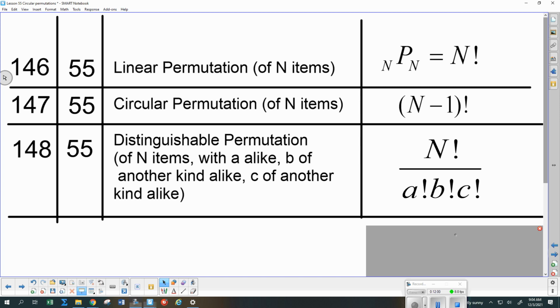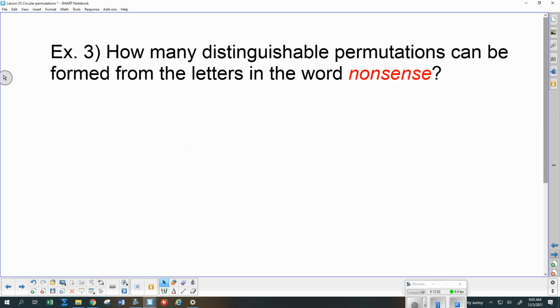So not a twin problem, but we will try another example that uses this idea. I'm going to take those letters in the word nonsense, kind of like if they're Scrabble tiles, and how many ways can I arrange them? Some will make words that have some meaning and some will just be gibberish.